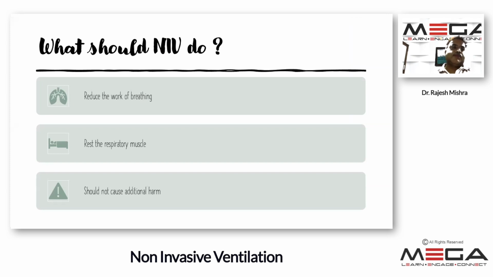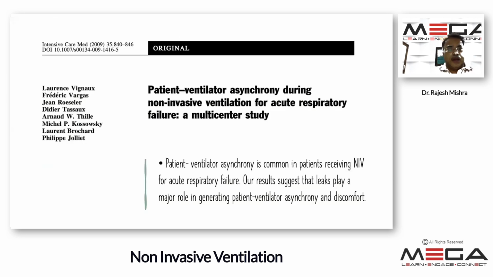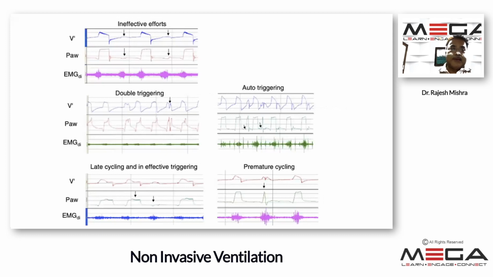So what should NIV do? It should reduce the work of breathing, it should rest the respiratory muscles, and should not cause additional harm. How do we achieve this? We achieve this by providing appropriate patient-ventilator synchrony. Patient-ventilator asynchrony is the major problem with NIV, and that we have to avoid. Particularly if you monitor this patient, we can see all kinds of asynchrony, right from double triggering to auto triggering and premature cycling.